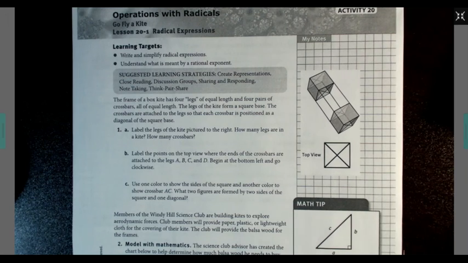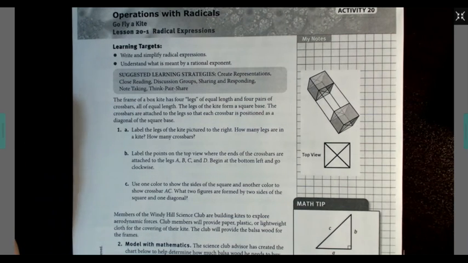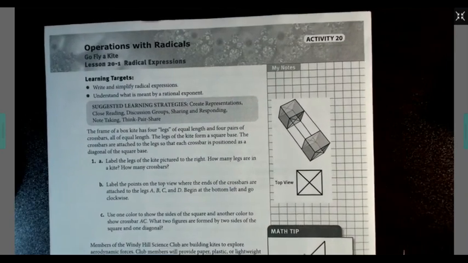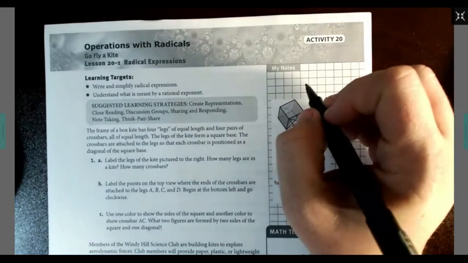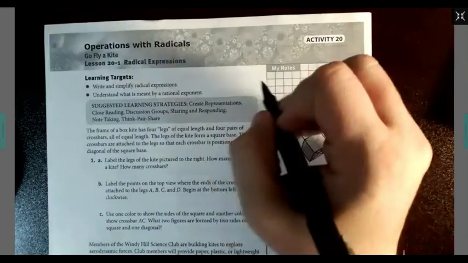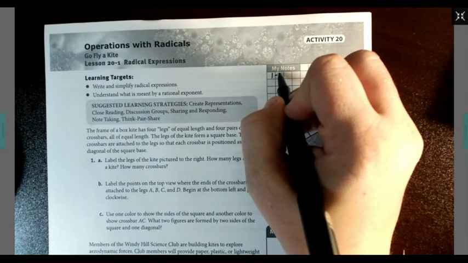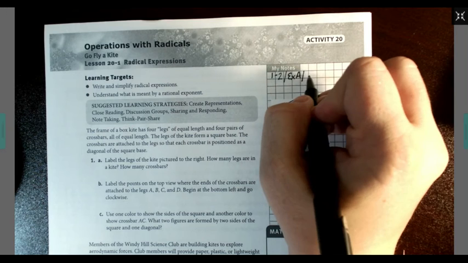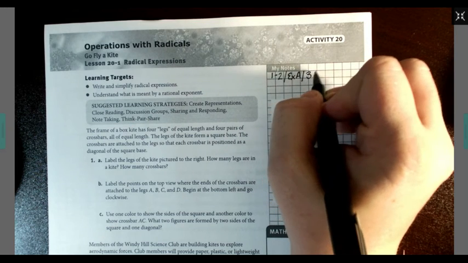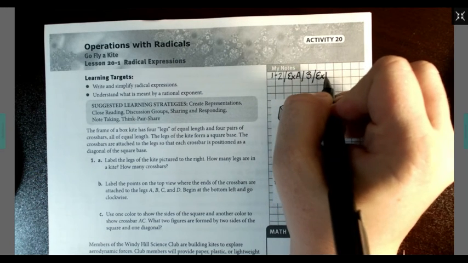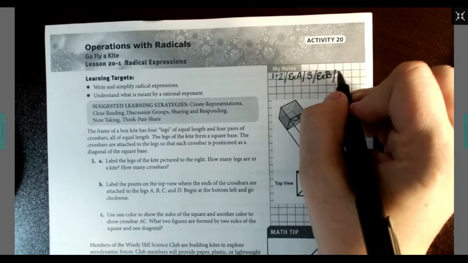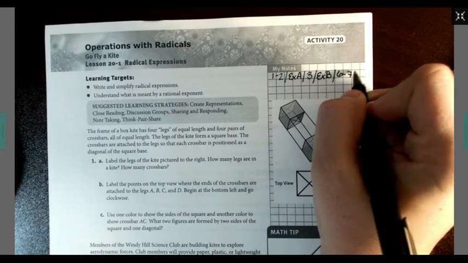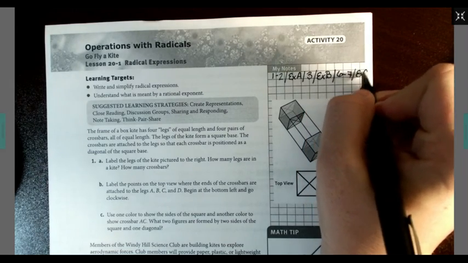All right, today we're going to be covering lesson 20-1 on radical expressions. We will be breaking this lesson into 6 sections. We will cover questions 1 to 2, example A. Then we will cover question 3, example B.